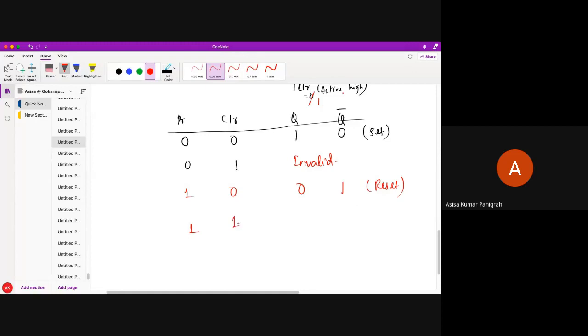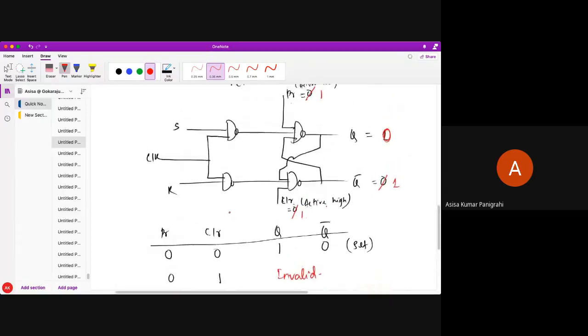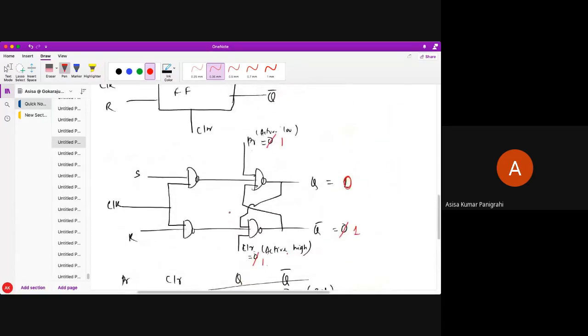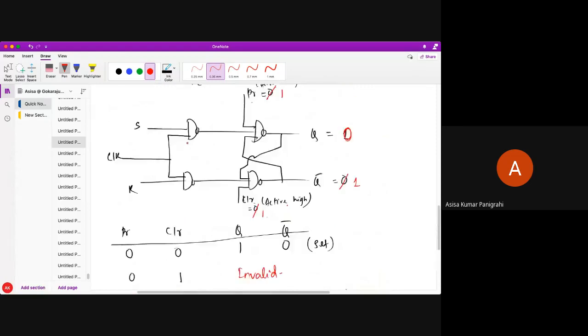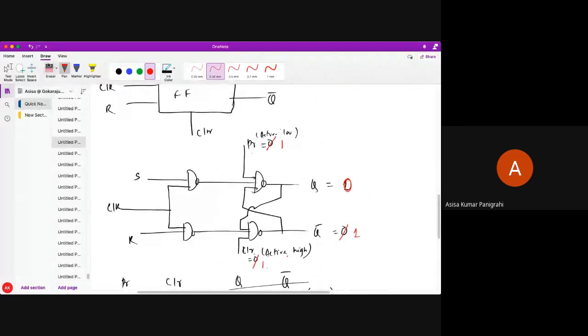Now preset 1, clear 1, what will we get here? Sorry, I have made a mistake here. This is actually what will happen if preset is equal to 1 and clear is equal to 0. I'm just erasing this so that you can see over here.